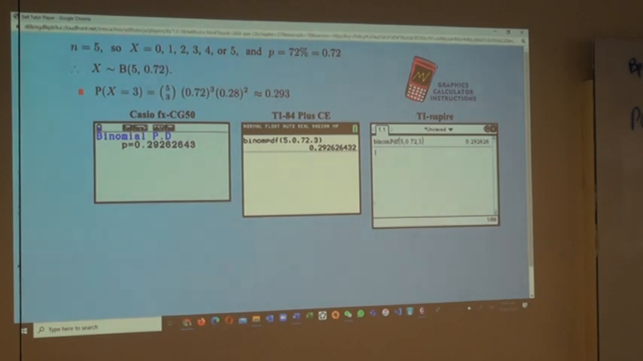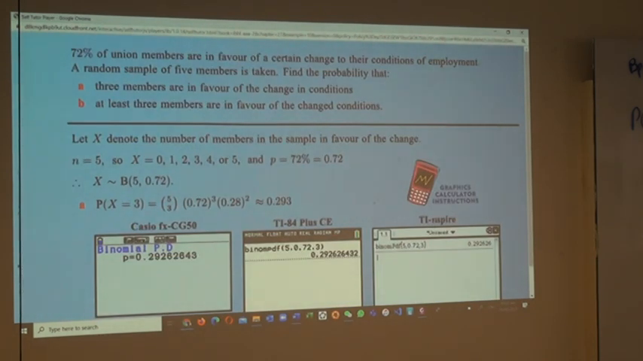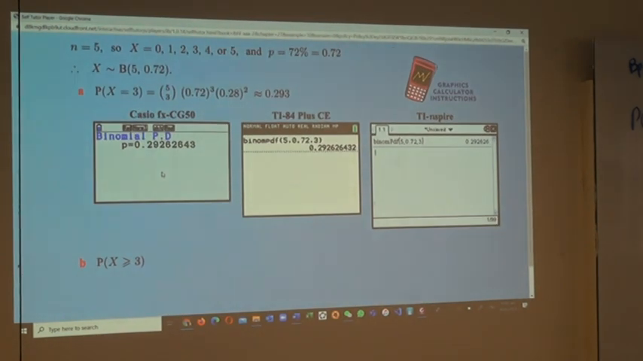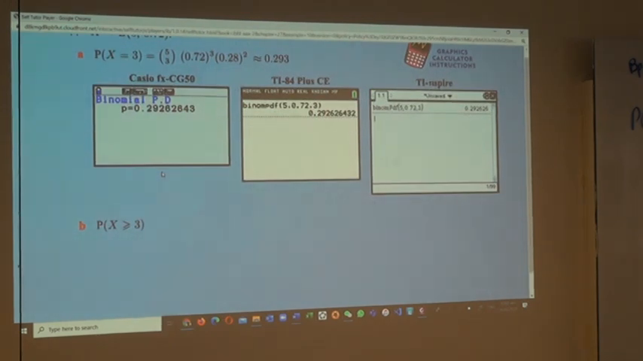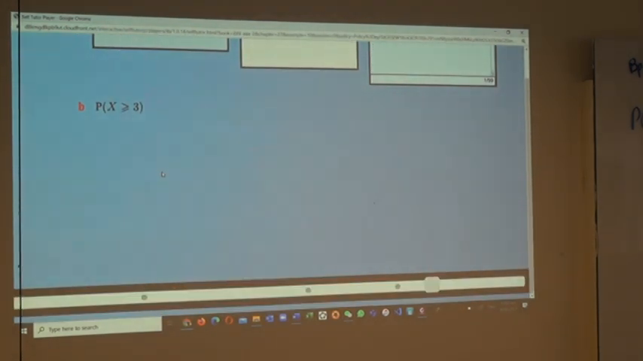In part B, we want the probability that at least 3 members in the sample are in favor of the change. This is the probability that X is greater than or equal to 3. We could write out expressions for all the possible cases and evaluate them, but this would take a long time.